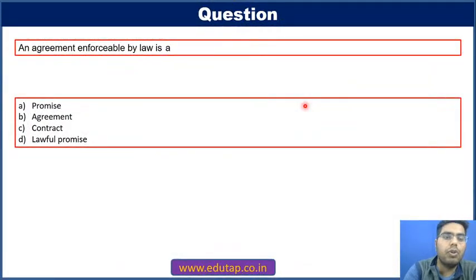Now I have a question for you. An agreement enforceable by law is a dash: promise, agreement, contract, or lawful promise.